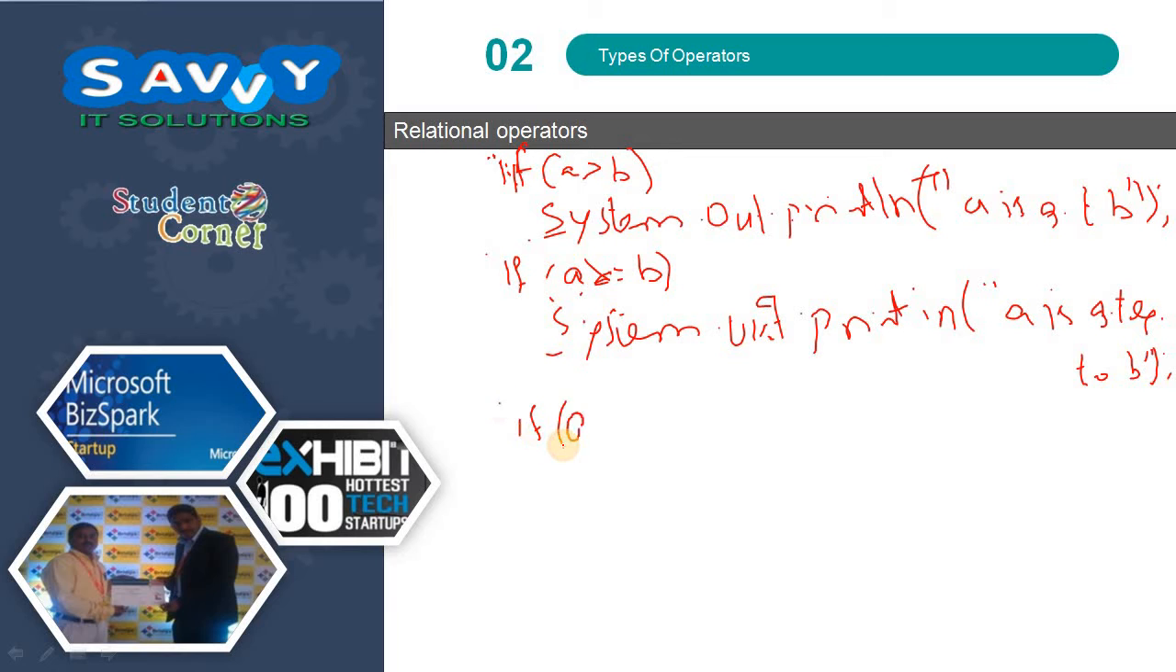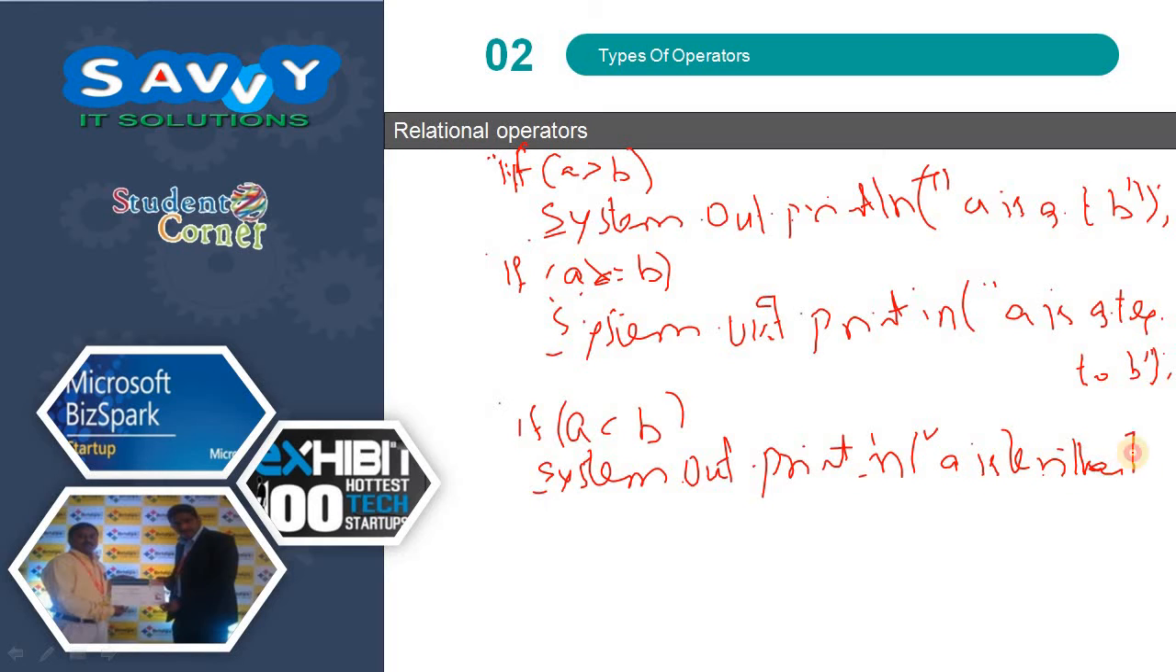Similarly, if A less than B, we need to print System.out.println. If there is an else part, we are not mentioning it at all. Okay, A less than B, and so on, we need to write the remaining.